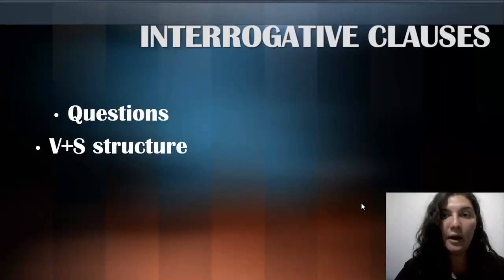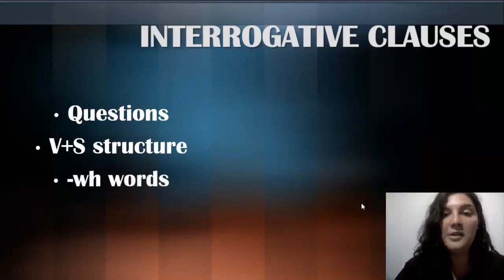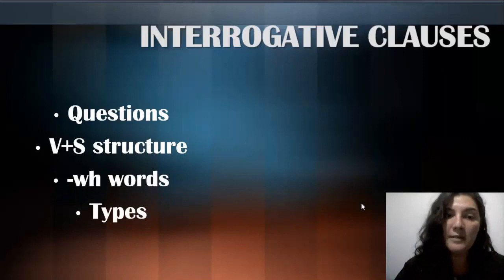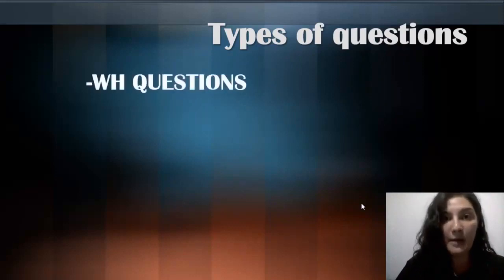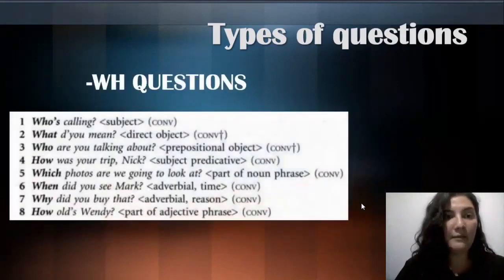Another characteristic of interrogative clauses is that some of them begin with an initial WH word. And finally, we can say that there are three major types of interrogative clauses. The major types of questions are WH questions, yes-no questions, and alternative questions. Let's begin with WH questions. Here we have a list of some WH questions.